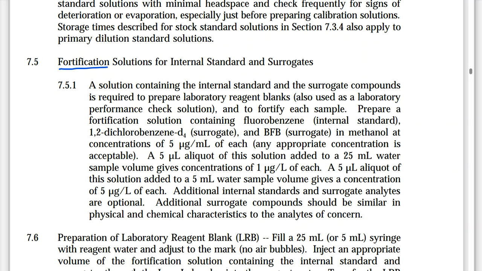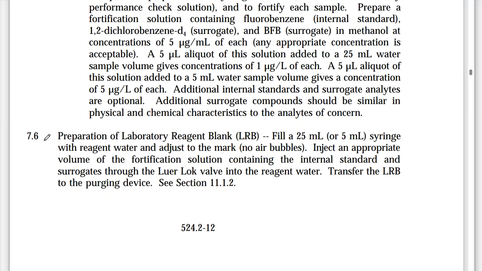A solution containing the internal standard and the surrogate compounds is required to prepare laboratory reagent blanks, also used as a laboratory performance check, and to fortify each sample. Prepare a fortification solution containing fluorobenzene, internal standard, 1,2-dichlorobenzene-D4, surrogate, and BFB, surrogate, in methanol at specified concentrations. So again, directions are here. It would be my job as a lab manager to take this information, break it down, so that people can follow these directions and really follow through with what the method requirements are going to be.